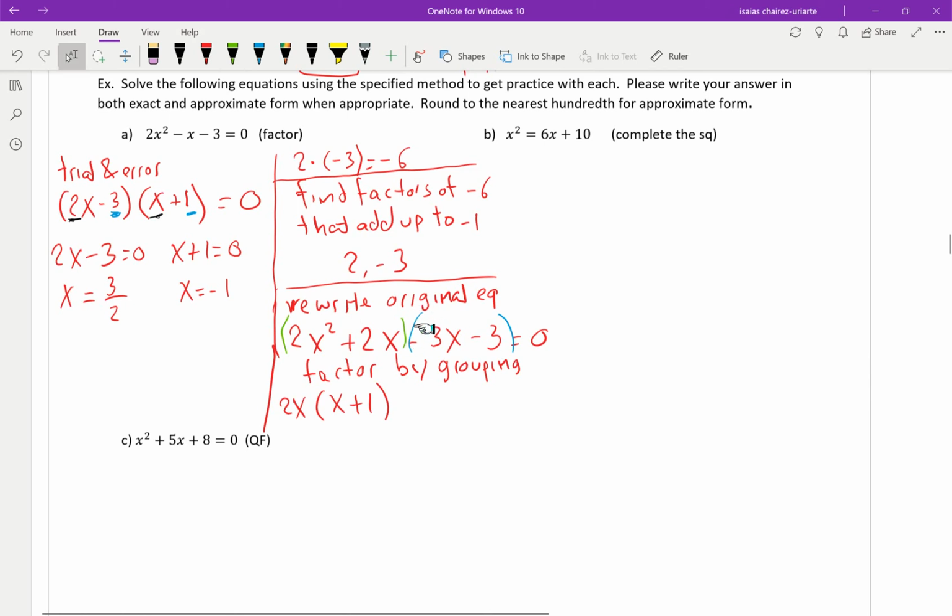Now, what do the third and fourth terms have in common? The rightmost ones. I would say negative 3. So I'm going to factor out a negative 3, and this becomes x plus 1 as well. Now you can think of this as having two parts, this and this part. Ask yourself, what do these two terms have in common? I would say they have in common this parenthesis x plus 1. Well, then I should be able to factor it out.